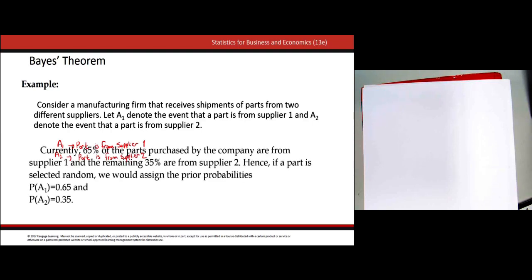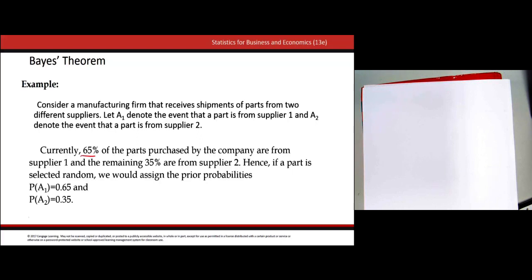Now we only have two suppliers. We can have more suppliers, 3 suppliers, 4 suppliers, but in this case we only have 2 suppliers. Currently 65% of the parts purchased by the company are from supplier 1, and the remaining 35% are from supplier 2.